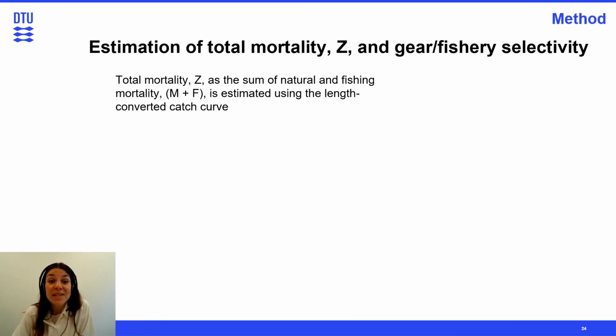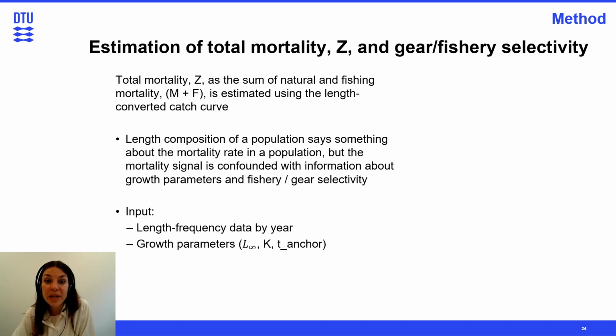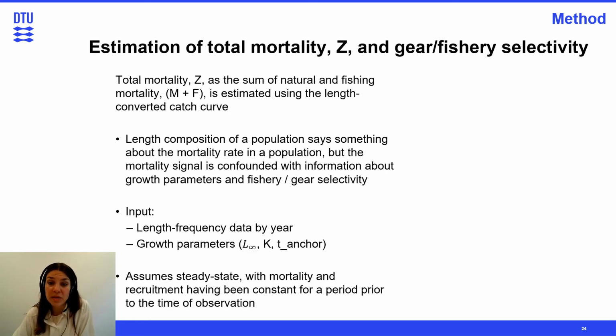The total mortality Z, which is the sum of the natural mortality and the fishing mortality, can be estimated in TropFishR using the length-converted catch curve. The length composition of a population provides information about the mortality rate in a population, but this mortality signal is confounded with information about growth parameters and selectivity. Therefore, this method requires as input not only length frequency data by year, but also von Bertalanffy growth parameters. The method assumes also a steady state.